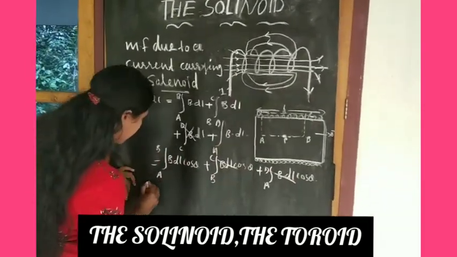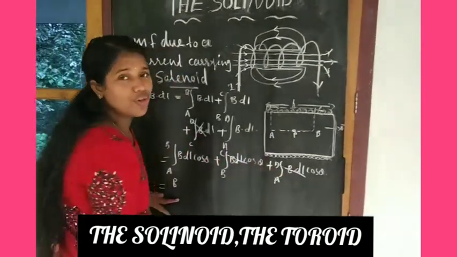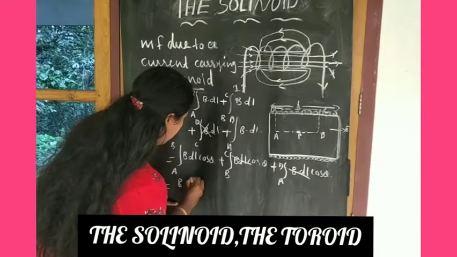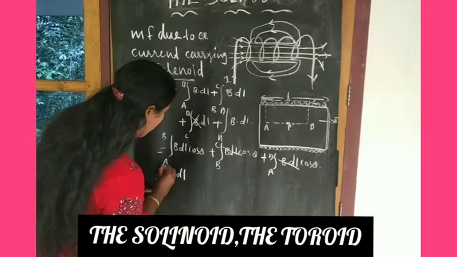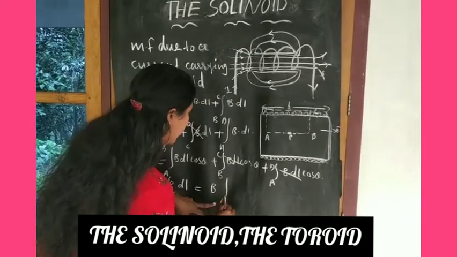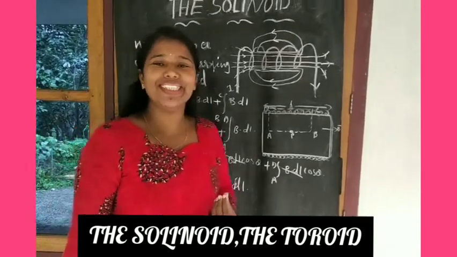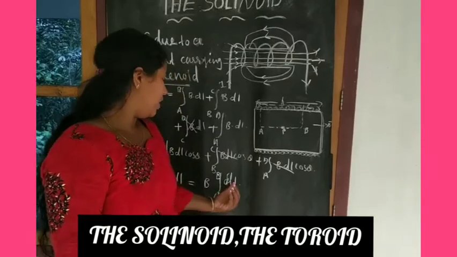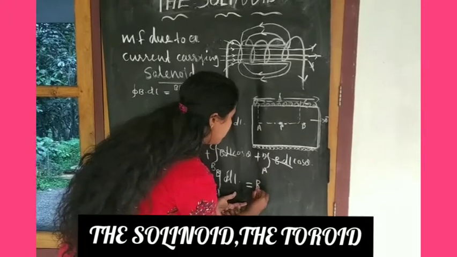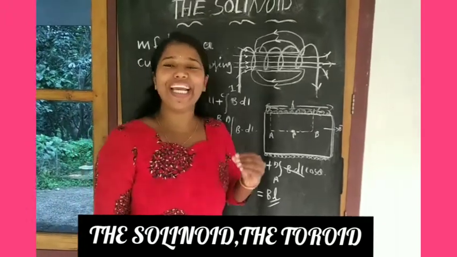Then we get B dl cos theta for A to B, where the field is uniform and theta is 0 degrees. So we get B into the integral A to B of dl, where dl means length. Integration and differentiation cancel, and we get BL. So the closed integral of B dot dl is equal to BL.